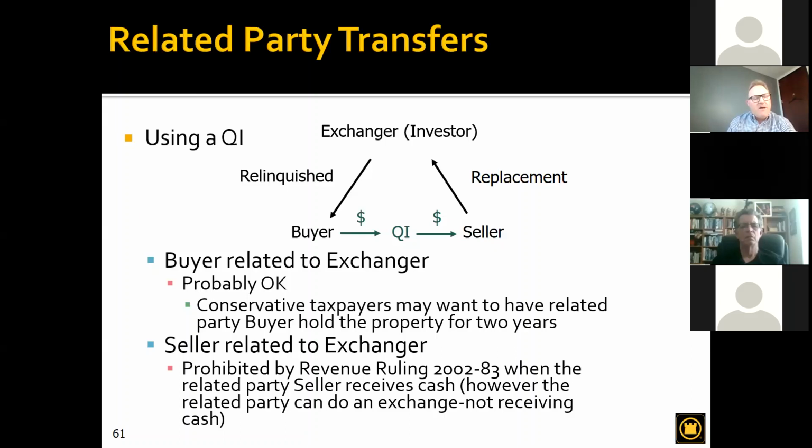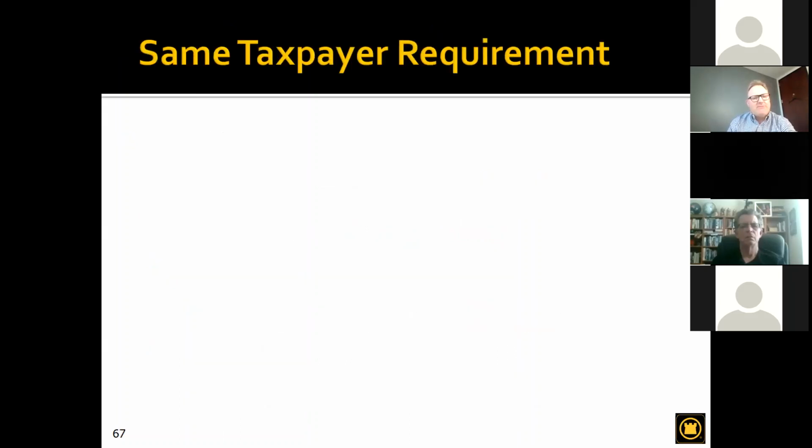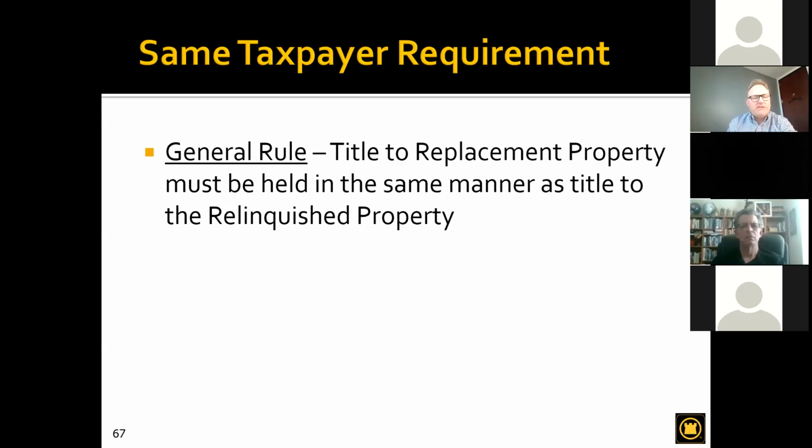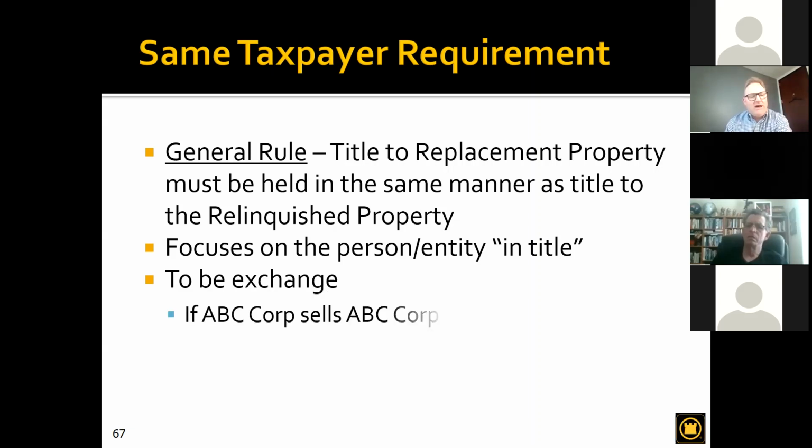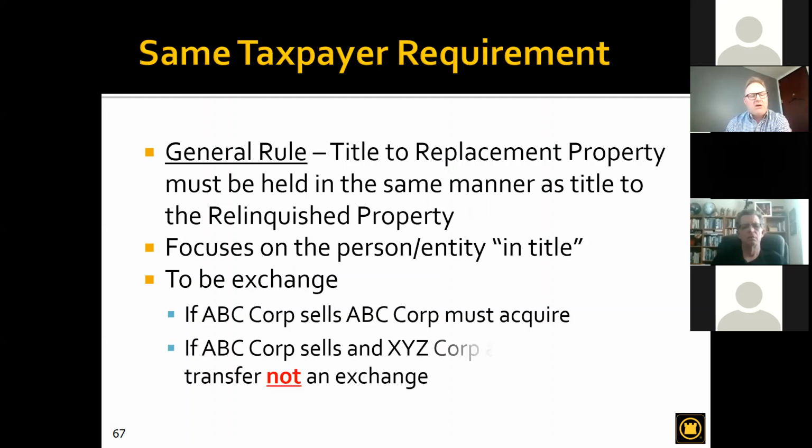Now, moving on to the same taxpayer requirement. When we're doing 1031 transactions, the general rule is title to the replacement property must be held in the same manner as title to the relinquished property. The person in title or entity in title, if ABC Corporation sells, then ABC Corporation must acquire. If ABC Corporation sells and a new separate corporation, XYZ, acquires, it is a transfer, not an exchange.